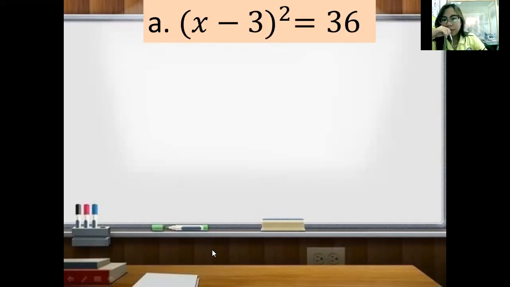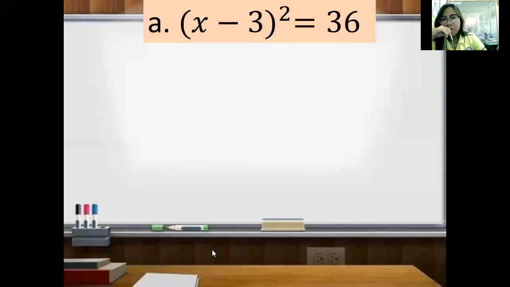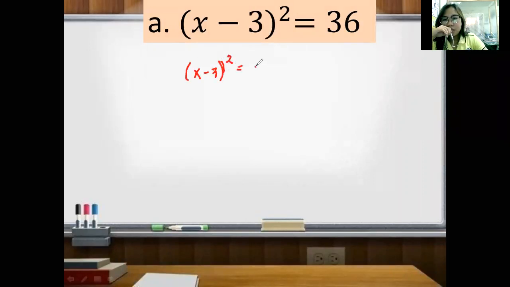Okay, so let's start solving this equation. Let's write it down first: x minus 3 squared is equal to 36. Okay, so ma'am, ano pong gagawin namin? Okay, so we need to extract this equation by writing radical sign to both sides, or the square root to both sides. Okay, don't forget to put positive and negative.